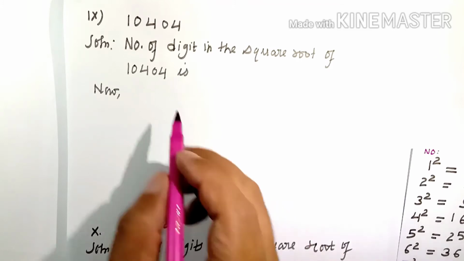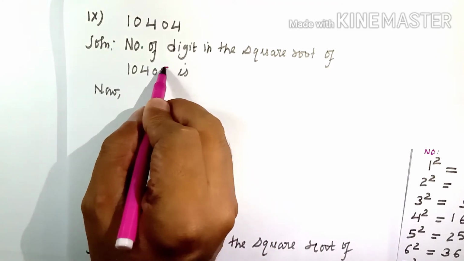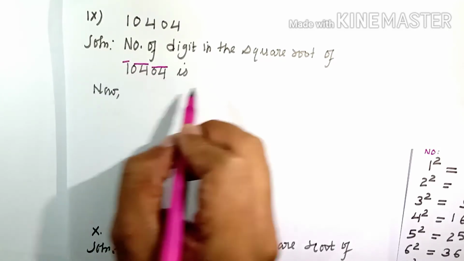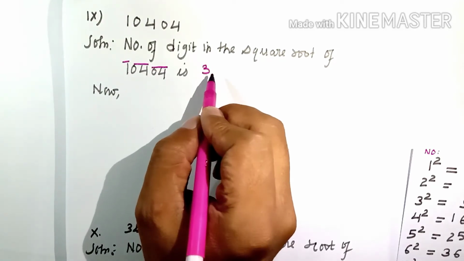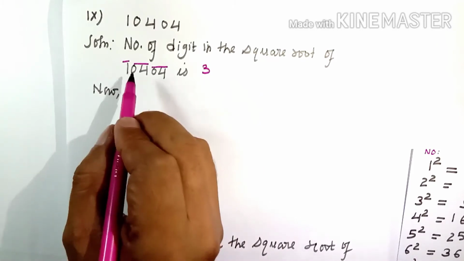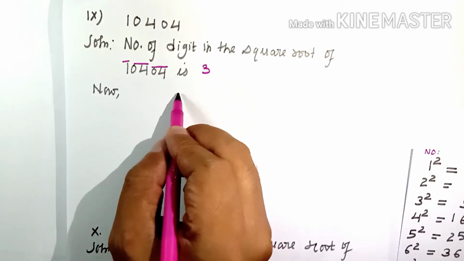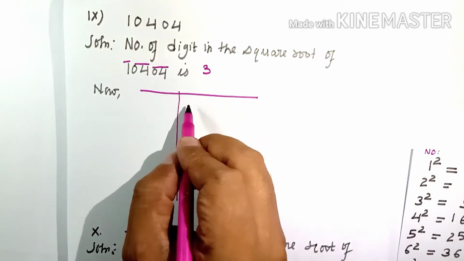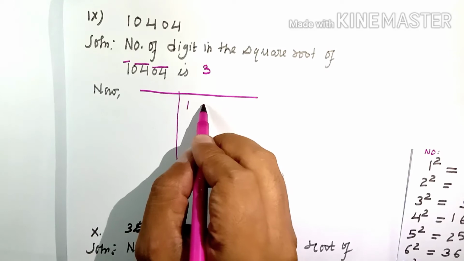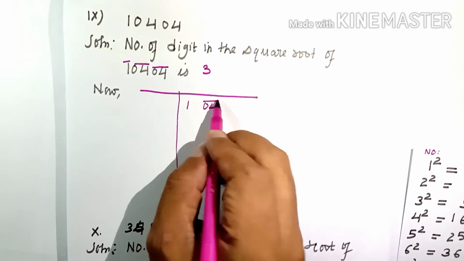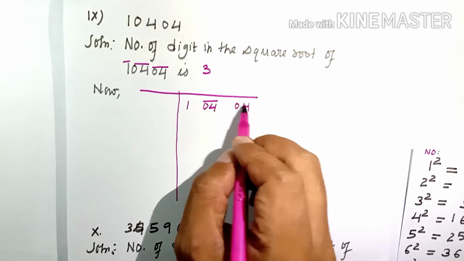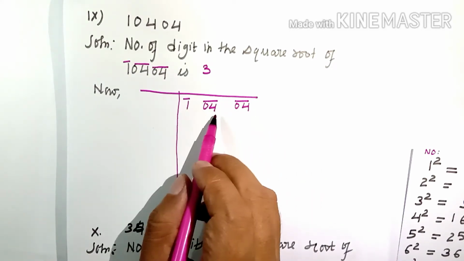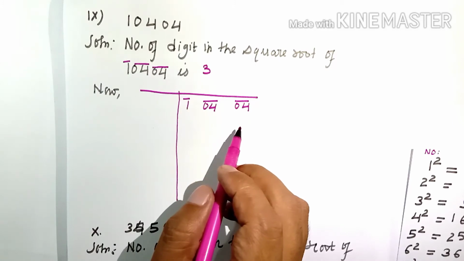Digits in the square root of 10404 is, so you'll have to pair the number, one pair, two pair, and this will be the third one. So here 3 digits. After that, find the square root of this number by using the long division method. Now we take the first pair, second pair will be 0 4, third pair 0 4. So this also will be a pair. So here 3 steps, within 3 steps we get the remainder 0.